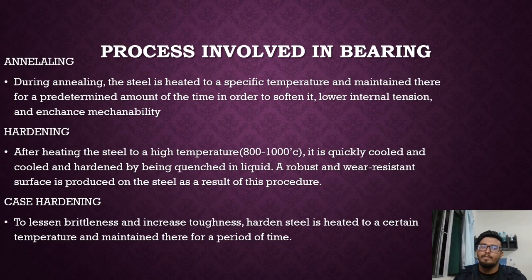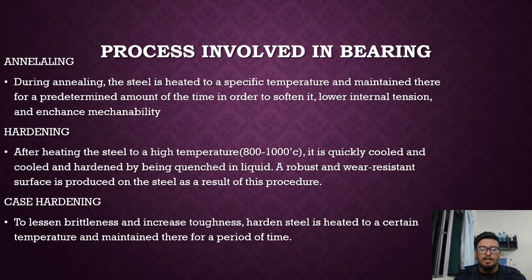The processes involved in bearing manufacturing are annealing, hardening, and case hardening. So I'll explain annealing first. During annealing, the steel is heated to a specific temperature and maintained there for a predetermined amount of time in order to soften it, lower internal tension, and enhance mechanical properties.